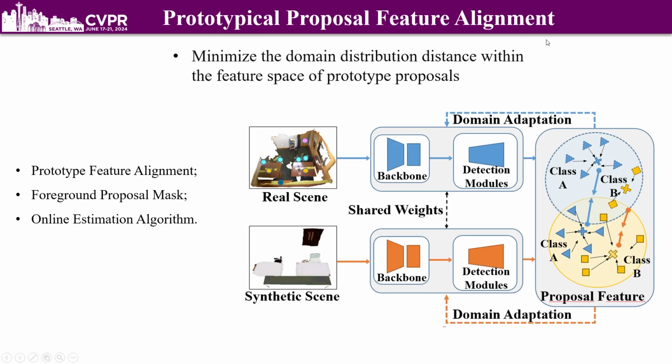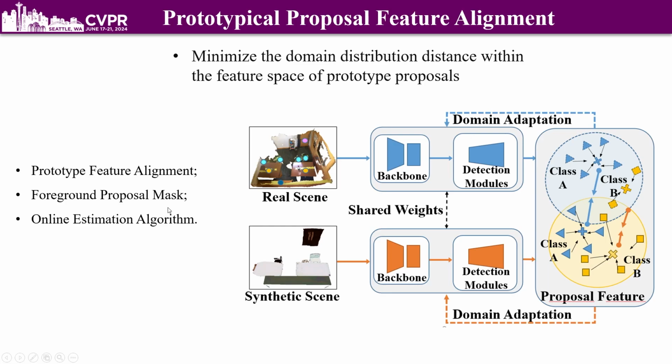This module minimizes the L1 distance between each prototype of the same category in synthetic and real scenes, thereby aligning the feature distribution between domains. By aligning these features, we effectively transfer the knowledge learned from the synthetic scenes to real-world data. This alignment is crucial as it ensures that the model learns relevant and transferable features, thus improving its performance in real-world scenarios.